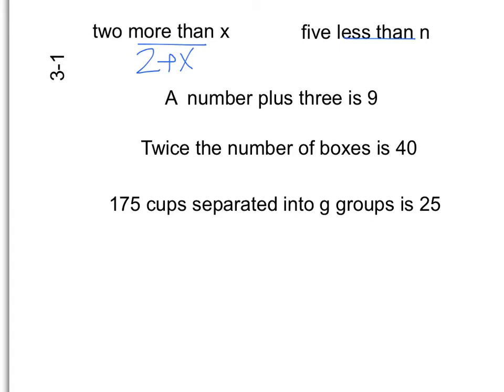5 less than n. Less than is a turnaround word. More than is as well, but it doesn't matter if I write 2 plus x or x plus 2. It does matter if I write 5 minus n or n minus 5. Since it's 5 less than n, I would be saying n and then take away 5. Less than is a turnaround word. Let's go on to these bottom three.